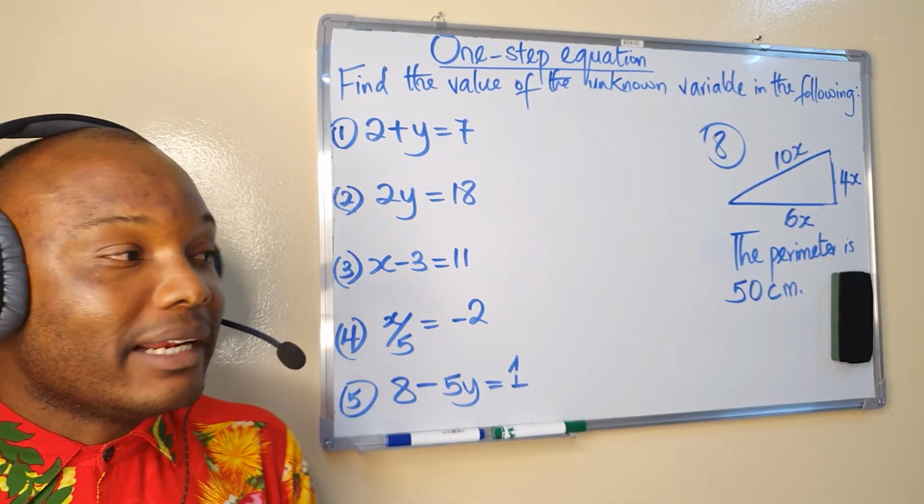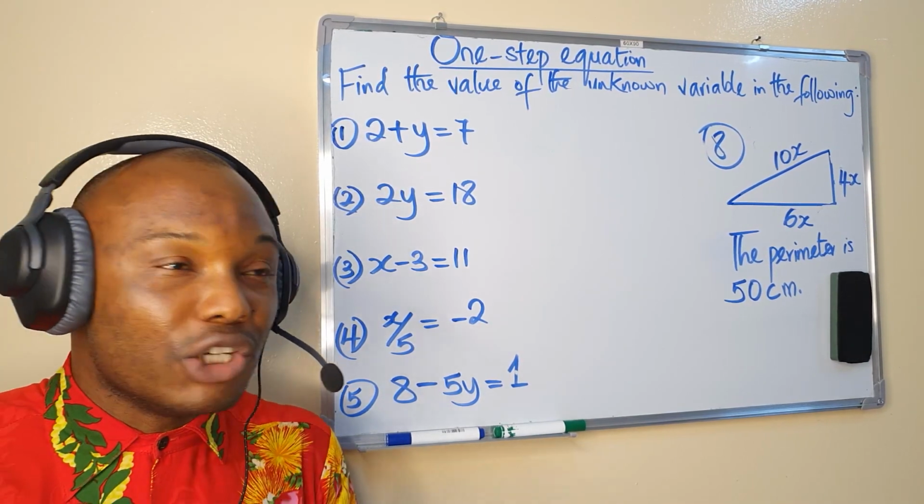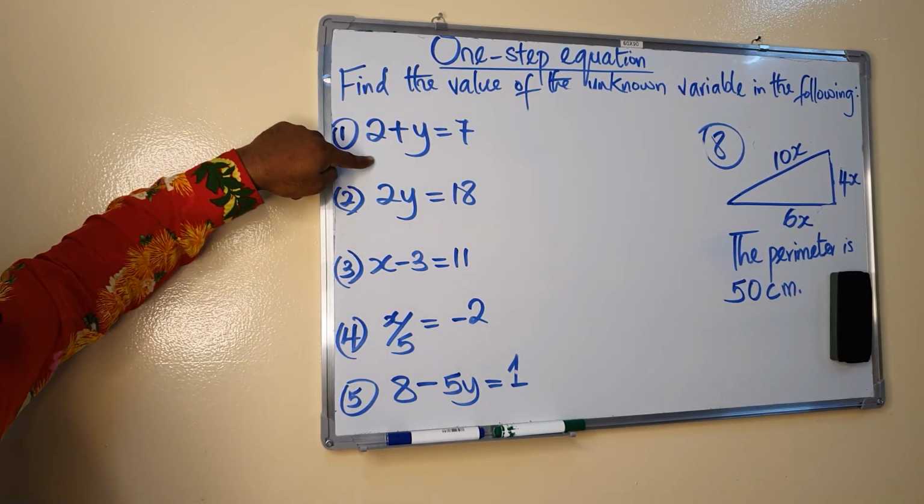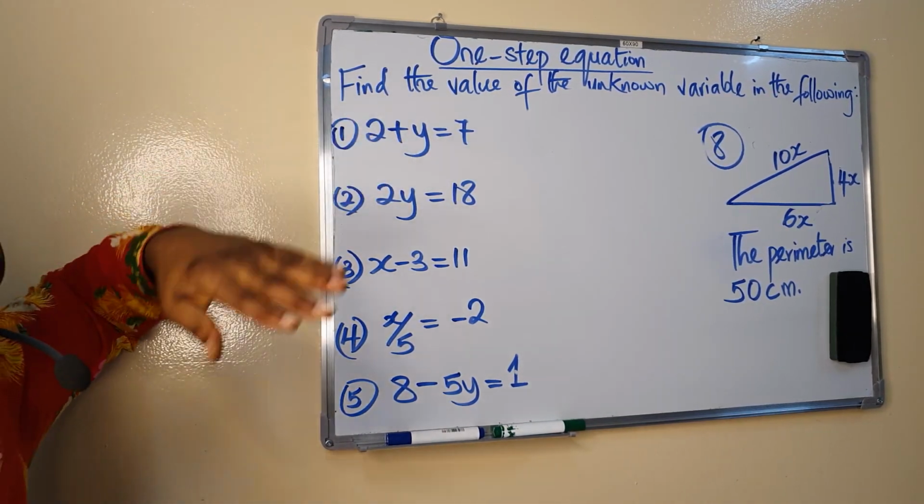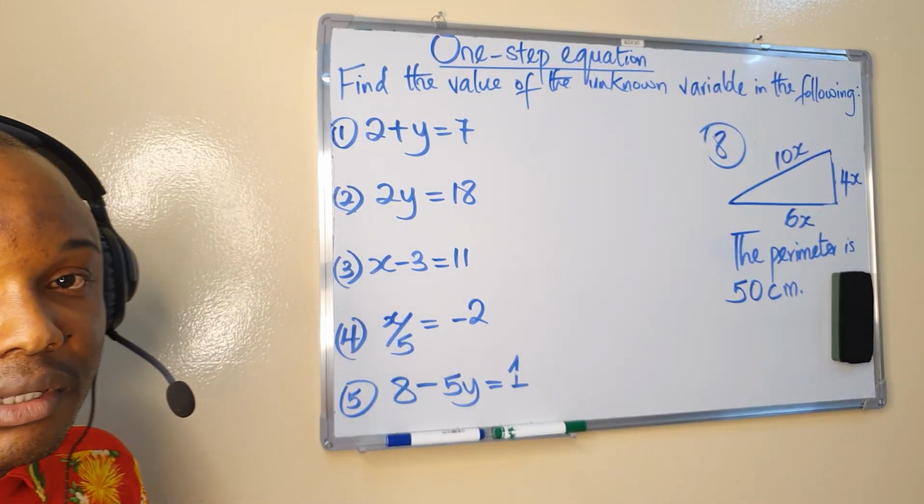Another thing you should bear in mind is that each time you are solving an equation, your focus is to look for the unknown variable, that is the unknown letter. For example, in number 1, the unknown letter is y. We don't know what value y stands for, but you must look for that value. That's what you are looking for.